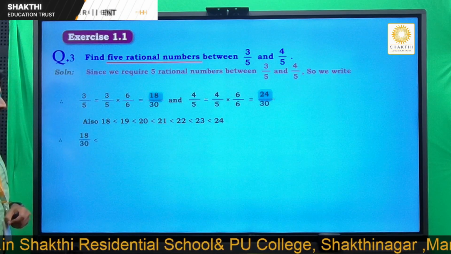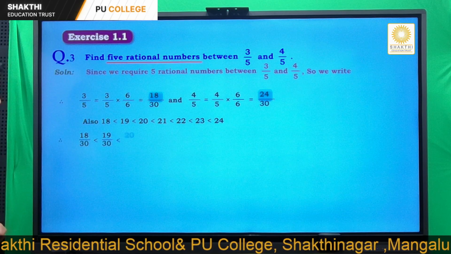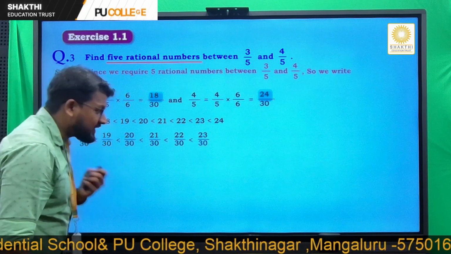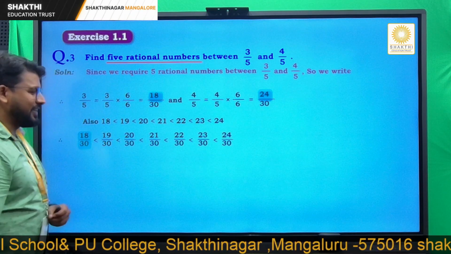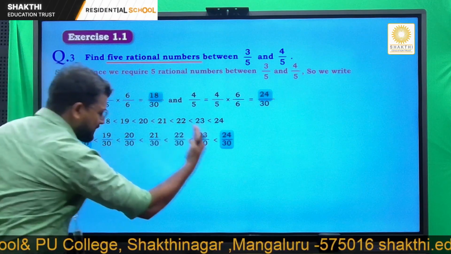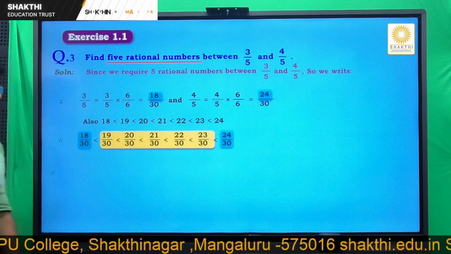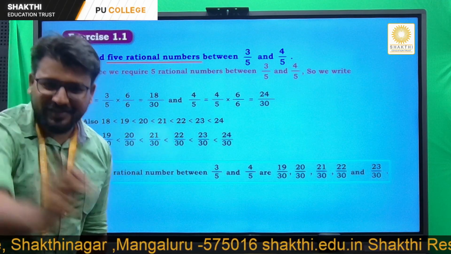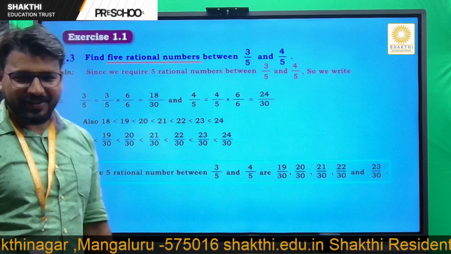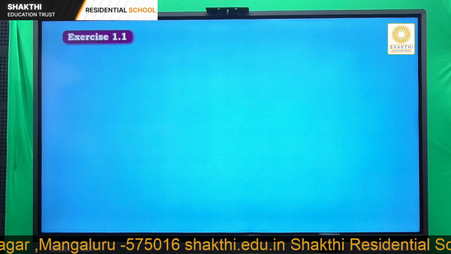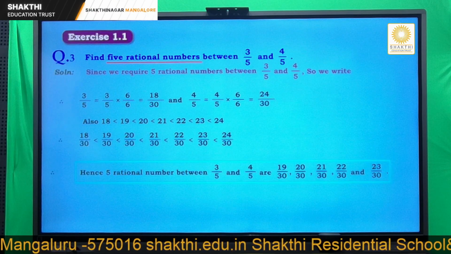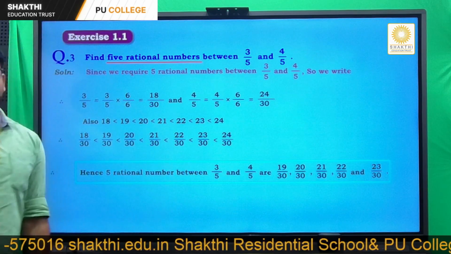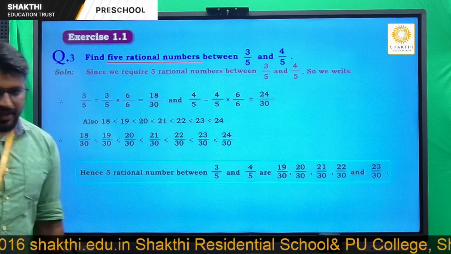So this is 18 by 30, and 19 by 30, 21 by 30, 22 by 30, 23 by 30, 24 by 30. So in between the two we got these 5 rational numbers. Tell me honestly how many of you got this answer right in the comment section. Great. Those who didn't get the solution, please pause the video and note down the solution as it is. I'll go to the next question.